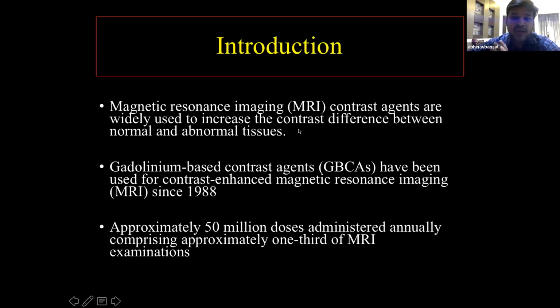So MRI contrast agents are widely used all over the world, specifically because they enhance the contrast between normal and abnormal tissues. As we already know, MR itself has very good contrast resolution, which provides an edge over other cross-sectional modalities. And the contrast agents further add to that information. Gadolinium-based contrast agents have been in widespread use since their introduction in 1988, following which more than 50 million doses have been administered annually, making it almost more than 500 million doses administered till now.